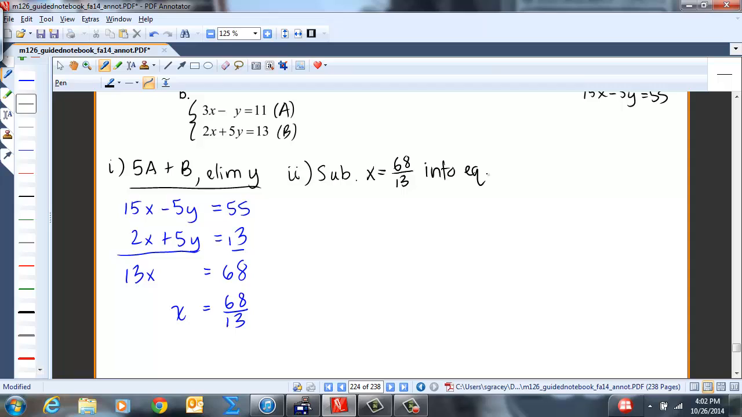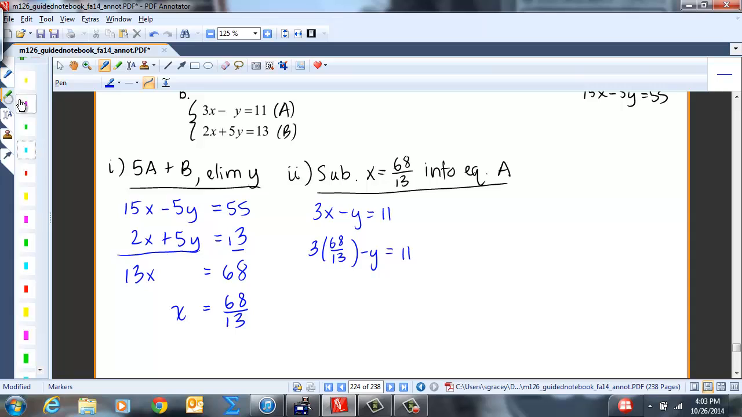So which one should we do? Let's just do A because the y has a coefficient of 1 there. So we'll have 3x minus y is 11. So 3 times 68/13 minus y is 11. And that was our x value we substituted in.